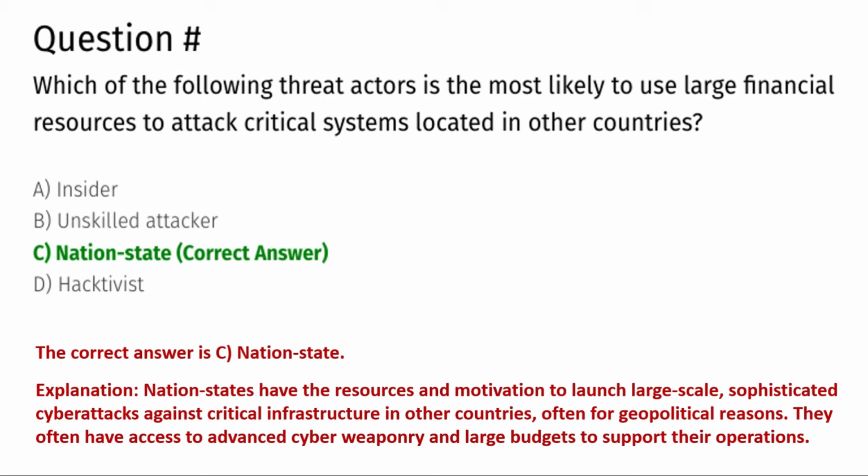So nation states have the resources and motivation to launch large-scale, sophisticated cyber attacks against critical infrastructure in other countries, often for geopolitical reasons. They often have access to advanced cyber weaponry and large budgets to support their operations. So that's why the correct answer for this question is option C, nation state. So let's move to the next question.